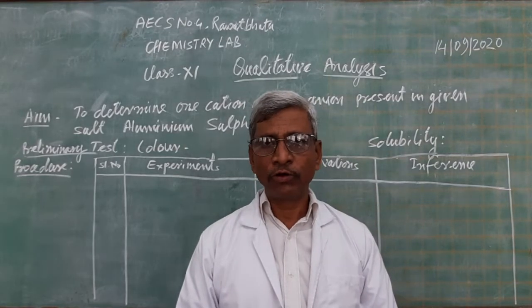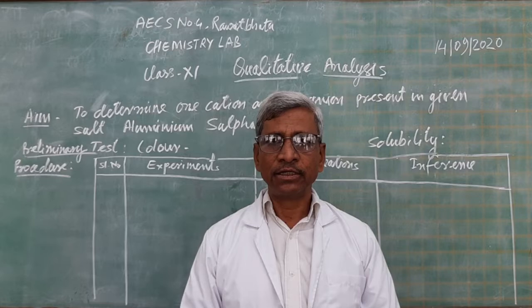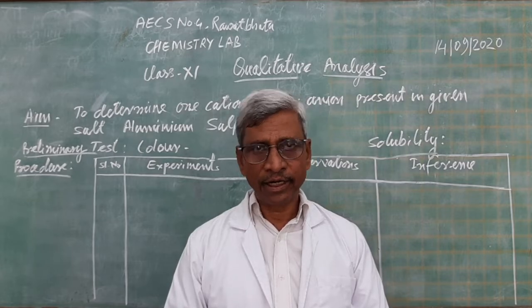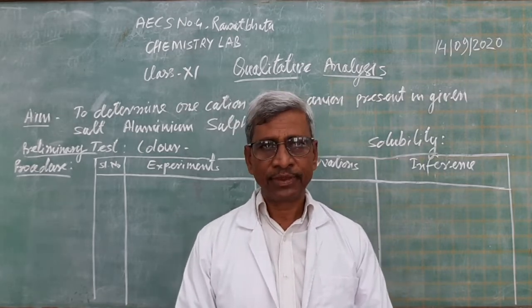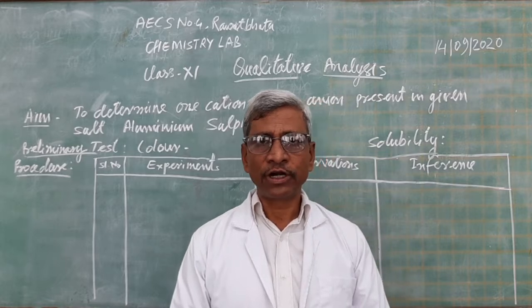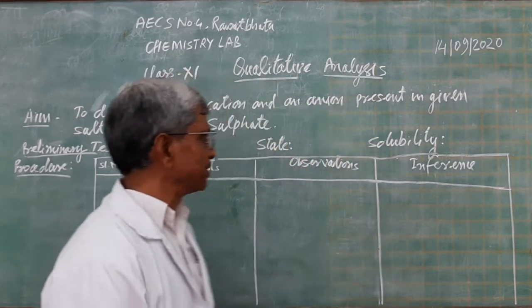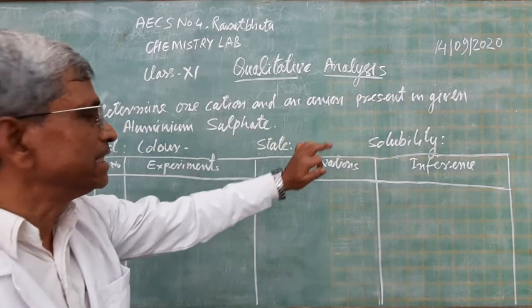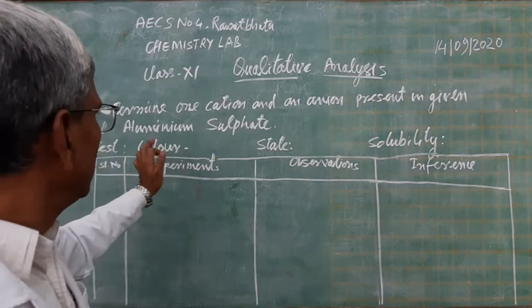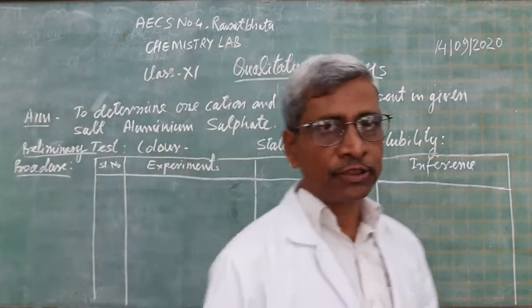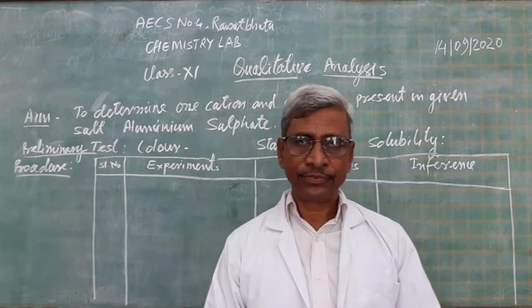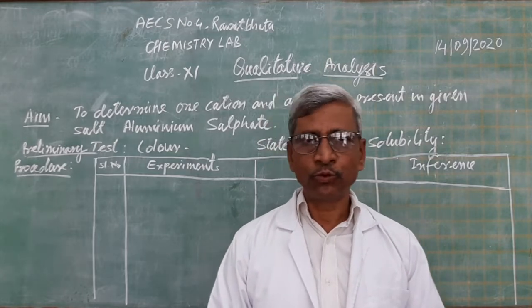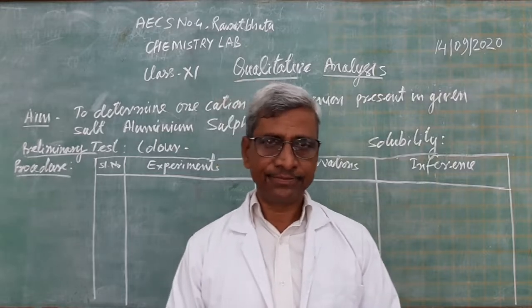Today I am going to perform an experiment based on qualitative analysis, where we analyze the cation and anion present in the given salt. This demonstration is for class 11th. The aim of the experiment is to determine one cation and one anion present in the given salt, aluminium sulfate. The salt is known: aluminium sulfate. The cation is aluminium, the anion is sulfate. That we have to confirm by doing some chemical tests.